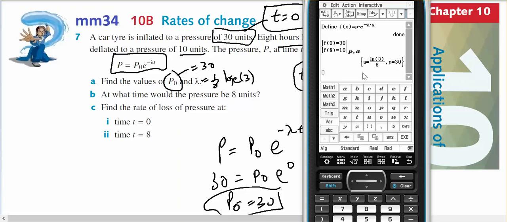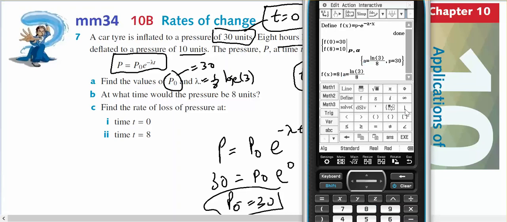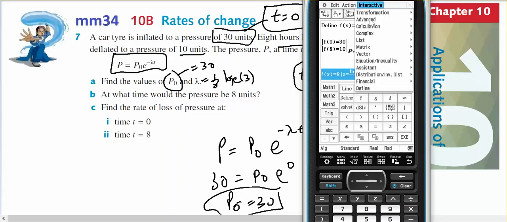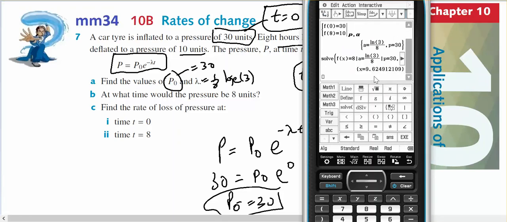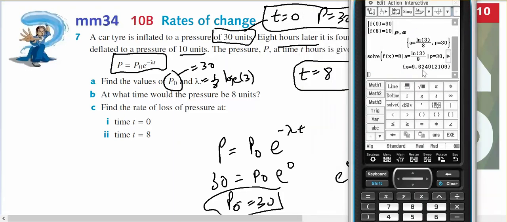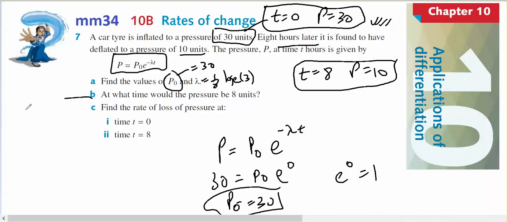Find the time the pressure would be 8. So I'm going to take f of x, and I'm going to say, when does that equal 8? Given A equals this, and given P equals that. And I'll go Interactive, Advanced, Solve for x. And I'm going to get a time which is 9.62. It's not telling me what to do with my decimal rounding. So I'm just going to put 9.62 hours.